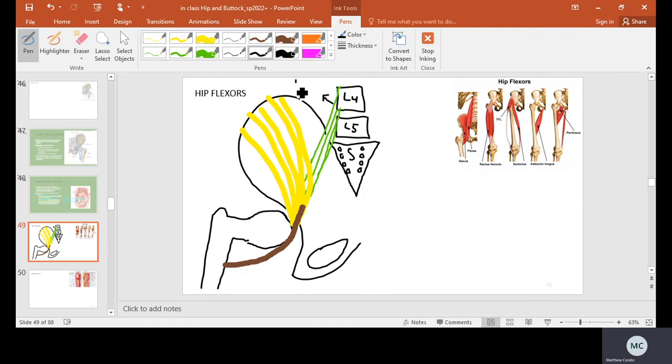Okay, so here we have psoas major and iliacus forming together iliopsoas.